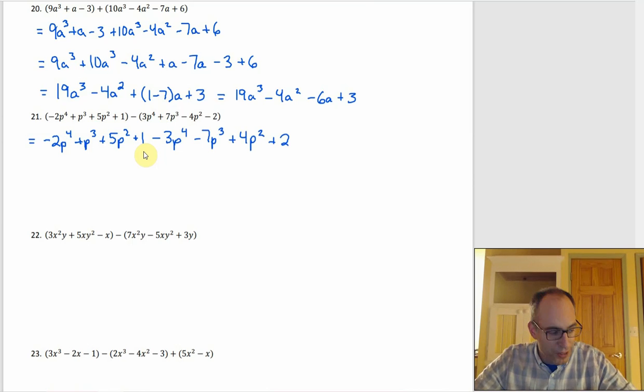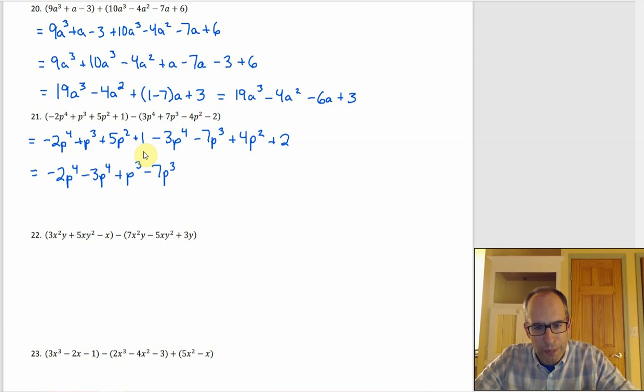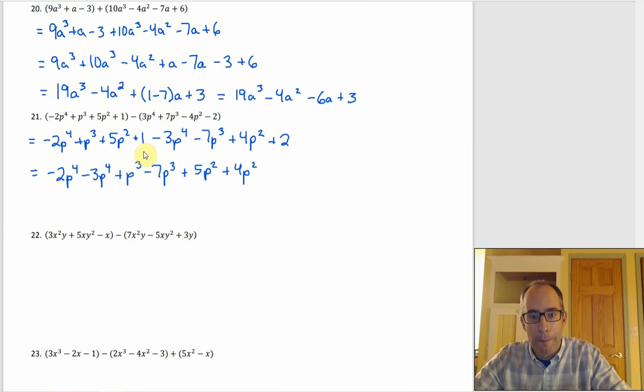And then combining like terms again, I guess we want to put the terms that you're going to combine next to each other. We got a couple of p to the fourth terms, so minus 2p to the fourth, and then minus 3p to the fourth. Then for the p to the thirds, we've got a p to the third minus 7p to the third. Then we got a 5p squared, and then down here 4p squared. And then there's no p term anywhere, right? You can see in the original polynomials there aren't p terms either, so there shouldn't be any. Then we just have plus 1 and then plus 2.